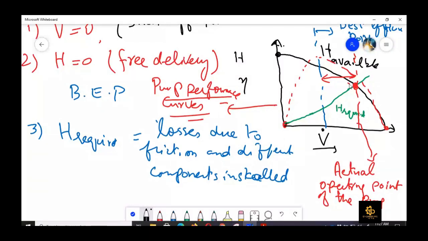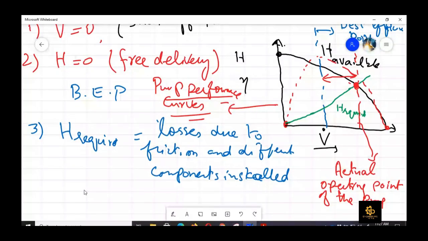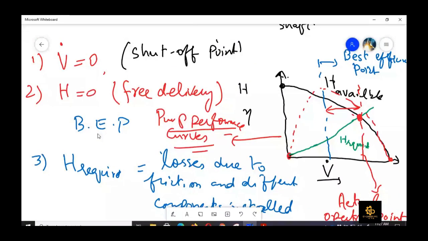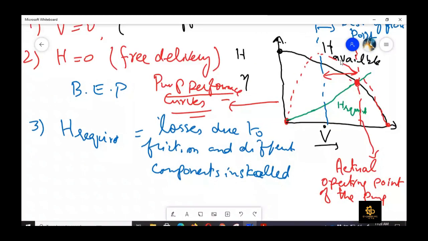I hope that this introductory class about the pump performance curves and the different parameters we discussed was useful. If I can summarize it quickly: shutoff point, delivery point, then the best efficiency point, which gives us the maximum efficiency, and then the actual operating point, which is where the H available is going to intersect with the H required. H required is the head losses due to friction and different components, which we discussed in the internal flow chapter, chapter number 8. So now you can see that all that knowledge is going to be used to calculate H required.